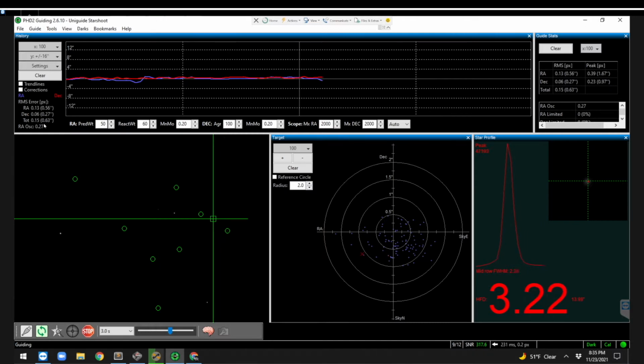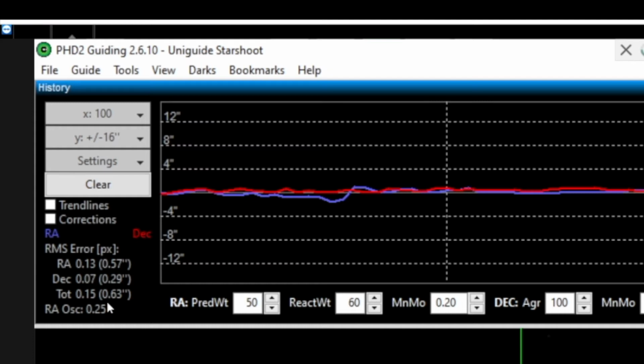By the way, a lot of times you'll see folks say it's a little bit high, but then they go and look and their stars are still round. So there are some diminishing returns. Okay, so let's go through this a little bit. What do these numbers mean?